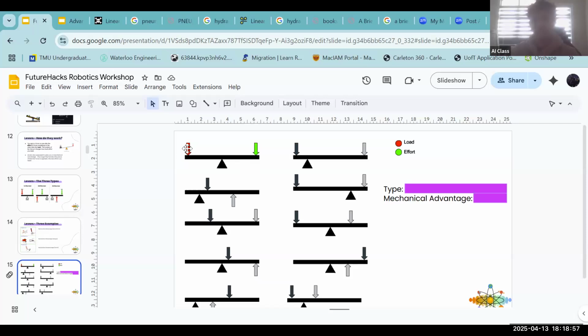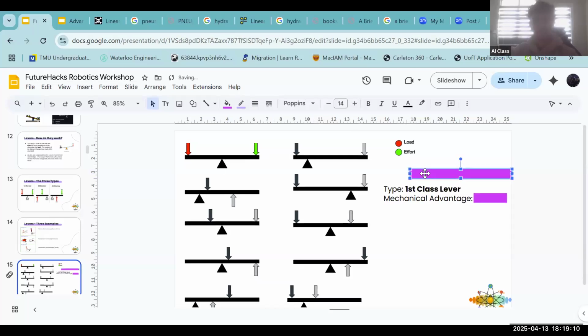This is just color coded. The load is on the left, the effort is on the right, and the fulcrum is in the middle. So what type of lever is it? What do you guys think? First class. Okay, good job, good job. So let's check, see if we're right. Okay, boom, we're right. Now, mechanical advantage.